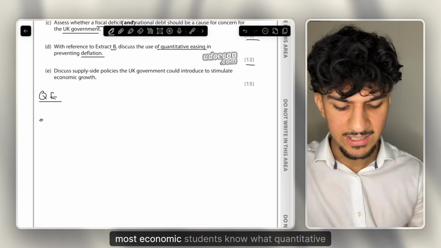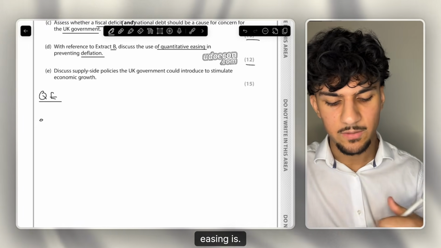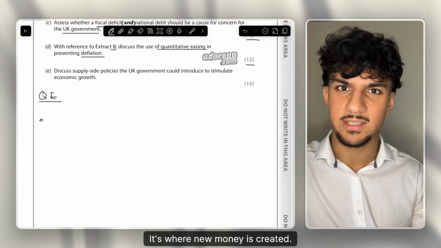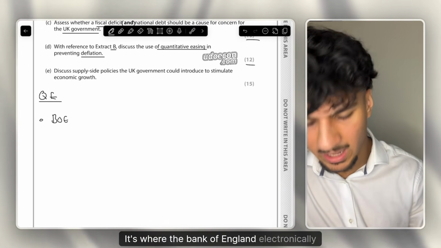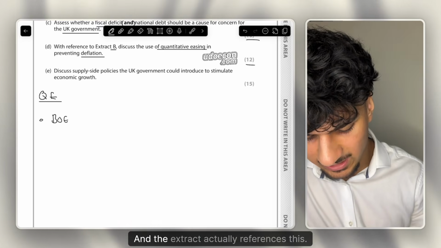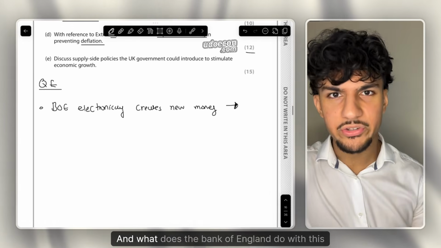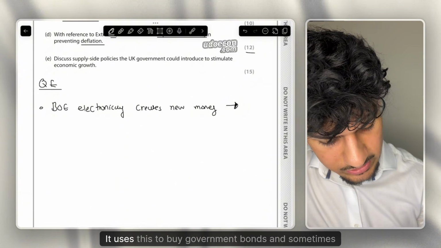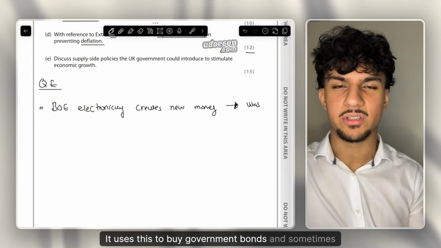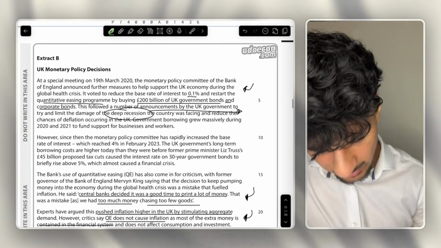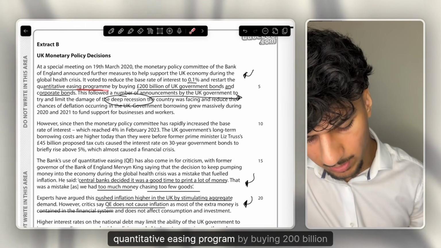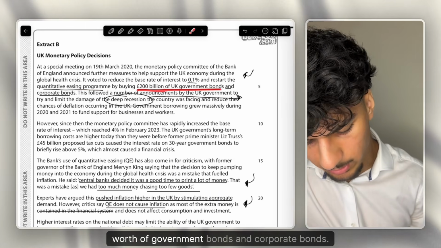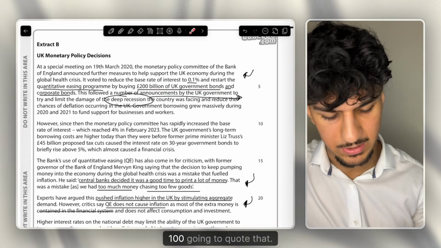What is it? Most economics students know what quantitative easing is. It's where new money is created. But now, this is where the specific detail matters. It's where the Bank of England electronically creates new money, and the extract actually references this. And what does the Bank of England do with this money? It uses this to buy government bonds and sometimes corporate bonds. And as you can see in the extract, it mentions this here, quantitative easing program by buying 200 billion worth of government bonds and corporate bonds. Of course, 100% going to quote that.